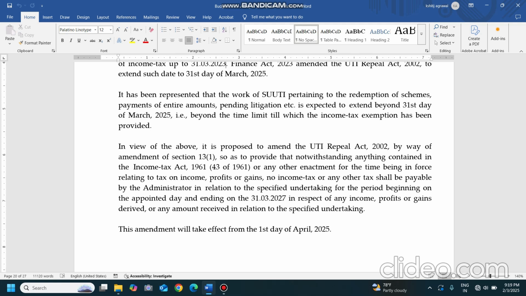So they have provided some more relief to such SUTIs, specified undertakings, and this period is further extended by 2 years. So now if any specified undertaking of Unit Trust of India is having any income from this redemption of schemes or whatever it might be, then they can claim this exemption up to 31st March 27, and this amendment will be applicable for transactions happening after 1st April 2025.